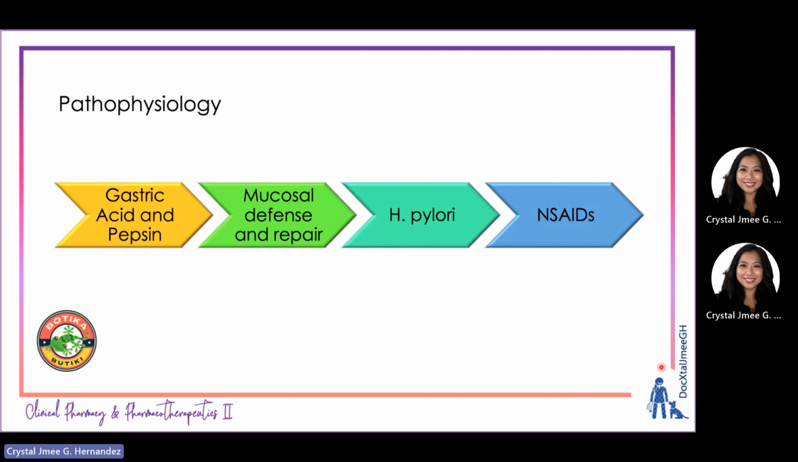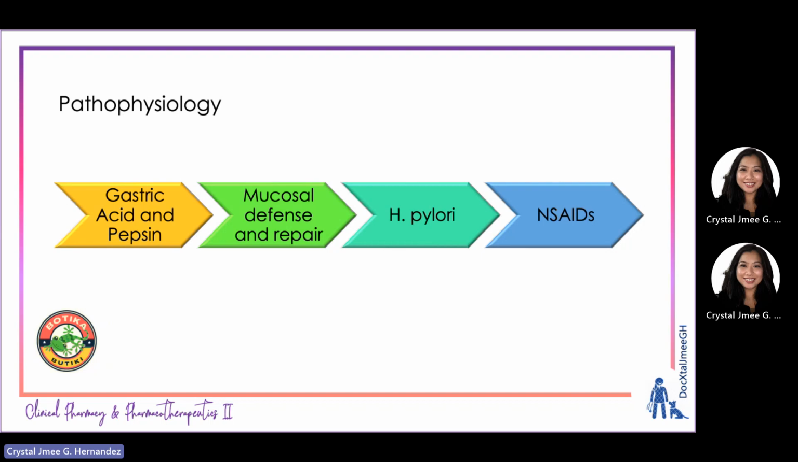Now, for the pathophysiology, it includes the following. Most peptic ulcers normally occur in the presence of acid and pepsin, when Helicobacter pylori, NSAIDs, and other factors disrupt the mucosal defense and healing mechanism of the GI. Increased gastric acid secretion may occur with duodenal ulcers, but patients with gastric ulcers usually have normal or reduced rates of acid secretion.